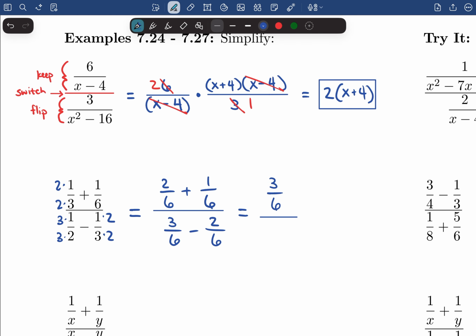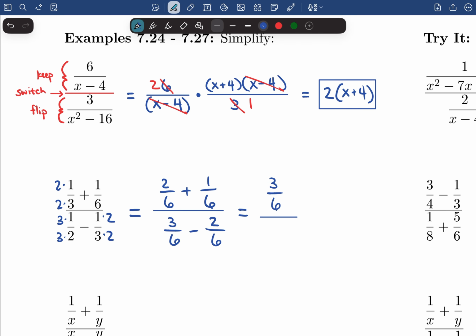Okay, and so now it's time to multiply these two fractions together. And one cool thing is that the 6's cancel. That 6 cancels that 6 on top and bottom. That's a common factor of the numerators and denominators. So the result is 3 over 1, which is just 3. 3 divided by 1 is 3.